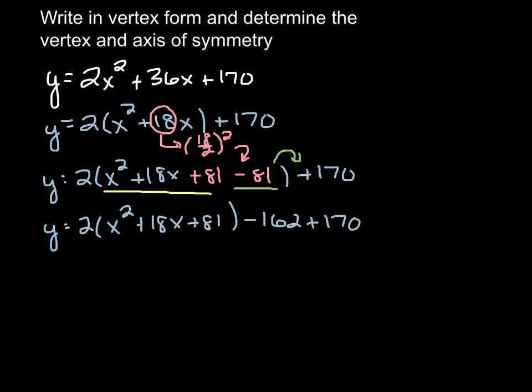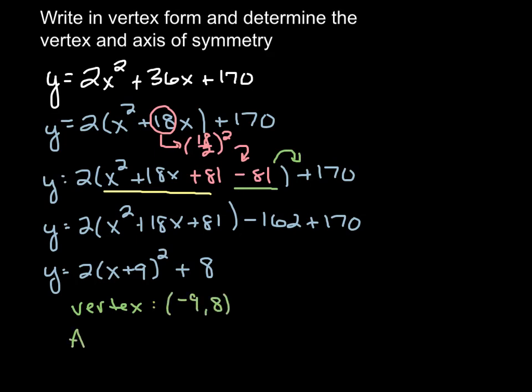Okay. Now we're just going to continue. Negative 162 plus 170 is 8. Now factors of 81 that add up to 18, it's going to be this number right down here. So 18 divided by 2 is 9. Okay, now we're done. So we got a vertex of (negative 9, 8) and an axis of symmetry of x equals negative 9.